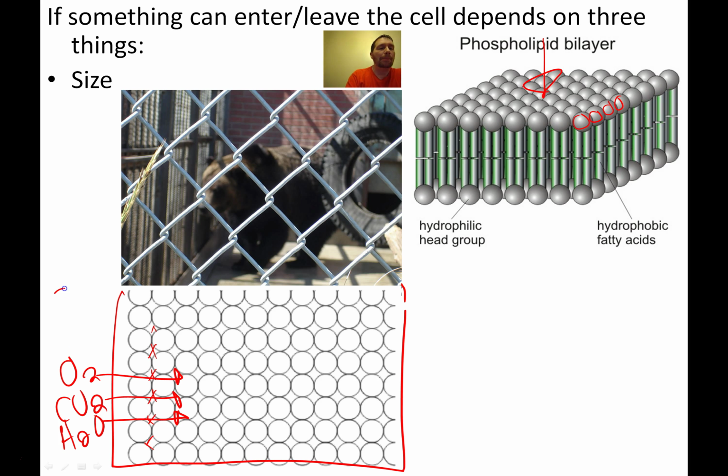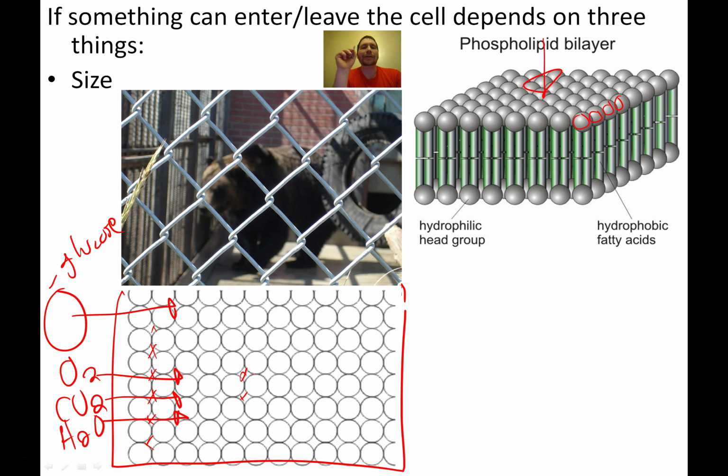Now, if you take a bigger molecule, let's say like glucose, this molecule is obviously too big to fit inside of one of these gaps. And so for big molecules like glucose and proteins and so forth, the cell membrane can block these things from getting inside of the cell, but for tiny little molecules, because of these gaps, the cell membrane cannot stop these tiny molecules from going in or out of the cell.